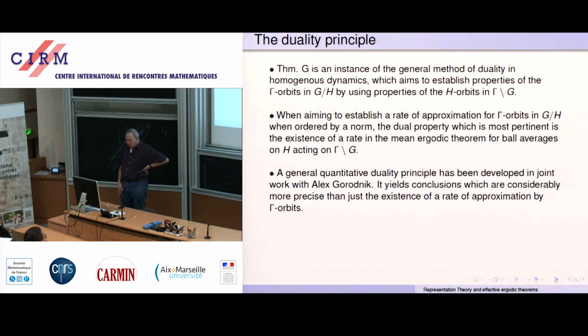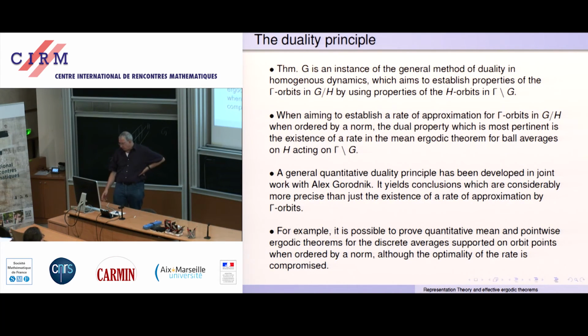And we've been working on this long and hard, and a general quantitative duality principle has been developed in joint work with Alex Gorodnik, which took 4 or 5 years. And actually, it yields conclusions which are considerably more precise than just the existence of a rate of approximation for gamma orbits. And in fact, you can consider a quantitative mean and pointwise ergodic theorem for the discrete averages supported on orbit points when ordered by a norm.